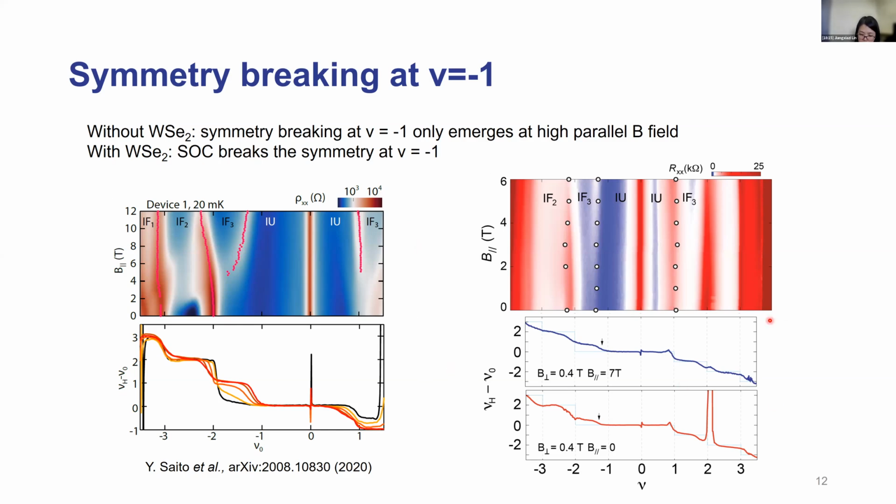And here in our device, we observe a weak resistance state at -1 that persists all the way to zero external field. We can see this symmetry breaking from both the peak in the longitudinal resistance, like in this map, and also in the density reset in the Hall resistance. And this additional observation also points towards the induced spin orbital coupling in this system.